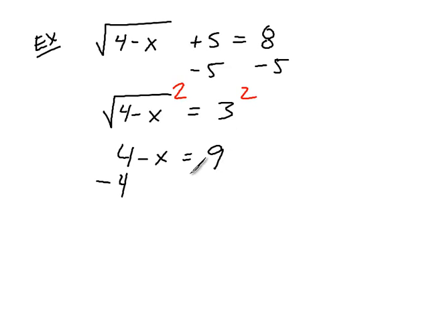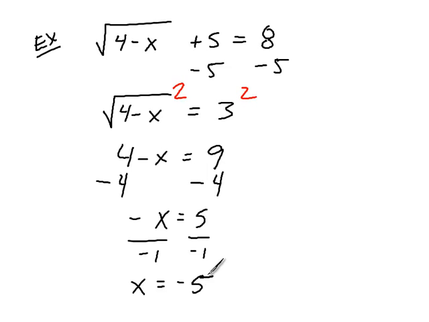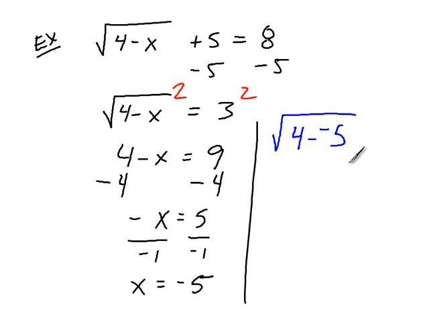So we can subtract 4. Negative x is 5. Divide by negative 1. We have x equals negative 5. And then if we check to make sure that that is correct, we have the square root of 4 minus negative 5. Two negatives make a positive, so the square root of 9, which is 3.